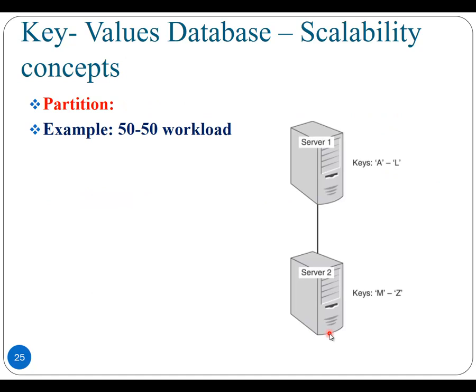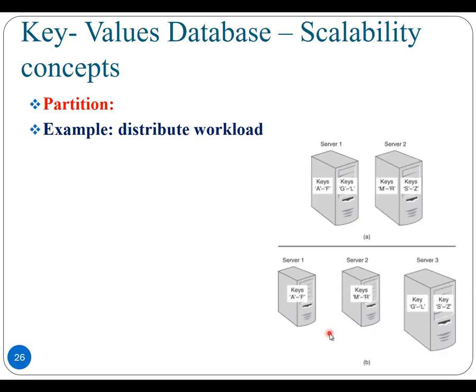For example, in the partition, we may have a 50-50 workload. It means that we put 50% of the data on one server and 50% on the other server. And sometimes we use more intelligent methods and we store the data on different servers, each with different workloads.